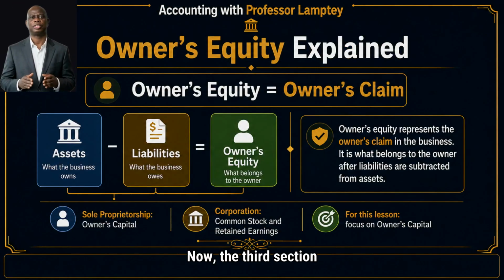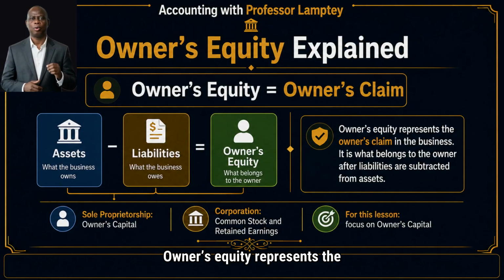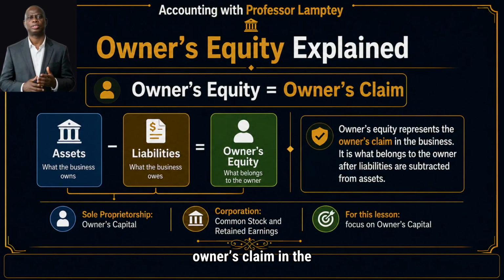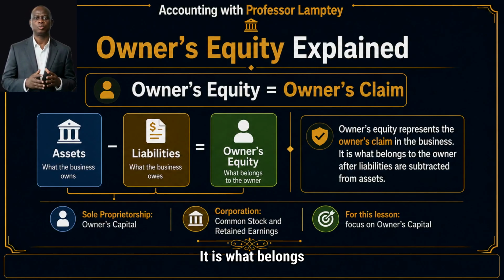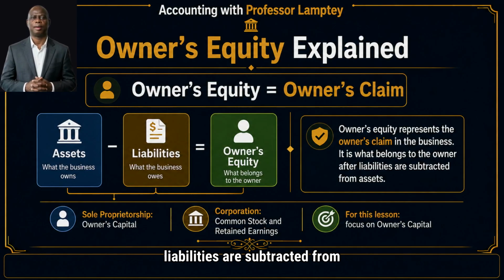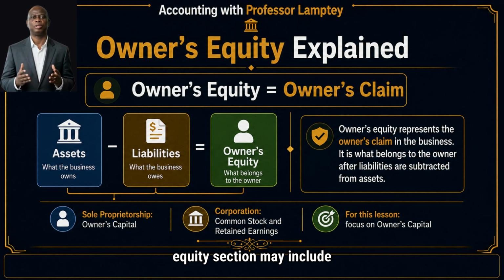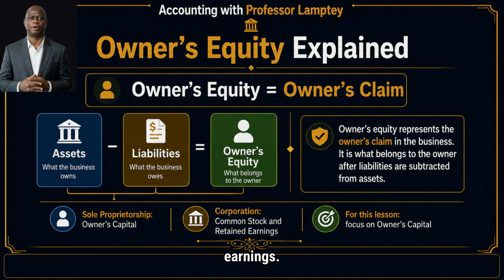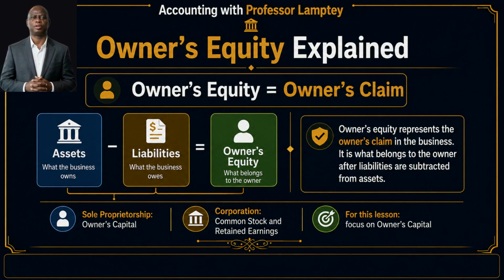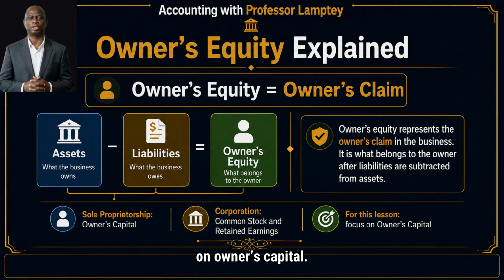Now the third section is owner's equity. Owner's equity represents the owner's claim in the business. It is what belongs to the owner after liabilities are subtracted from assets. In a sole proprietorship, we usually call this owner's capital. In a corporation, the equity section may include common stock and retained earnings. But for this beginner lesson, we will focus on owner's capital.